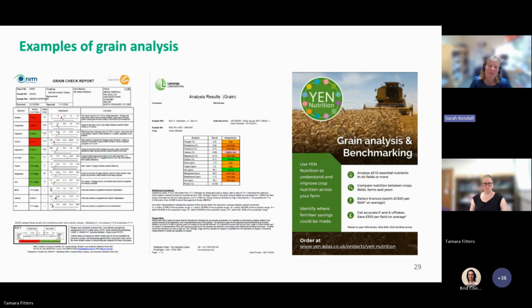And then Tamara's talked about the value of benchmarking. So through ADAS's NUTRI-CHECK service, that provides additional insight through reporting on offtakes, but also some of the figures that Tamara's presented earlier show those benchmarking charts that we provide back as well. If you can move on.